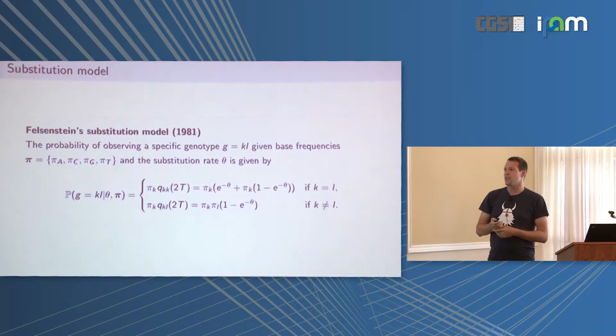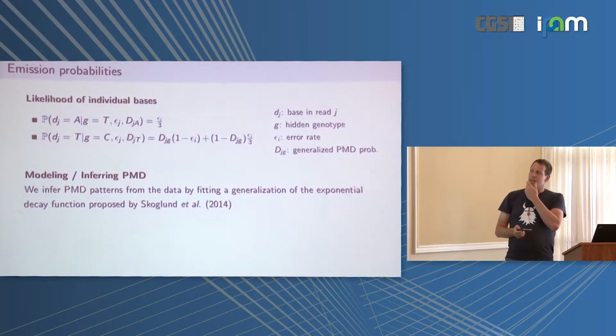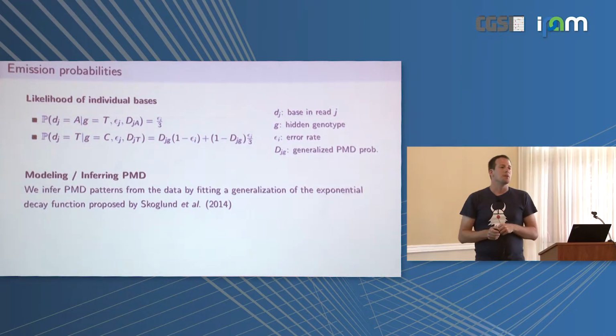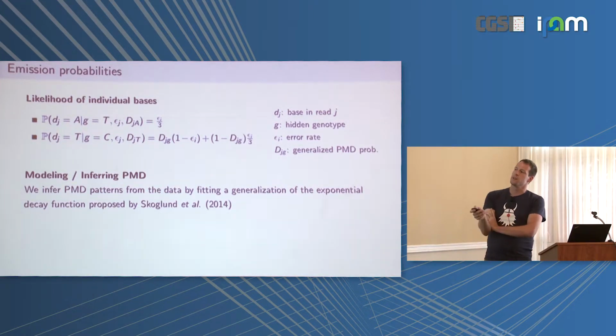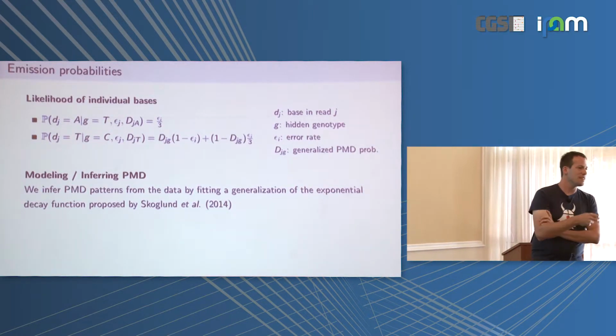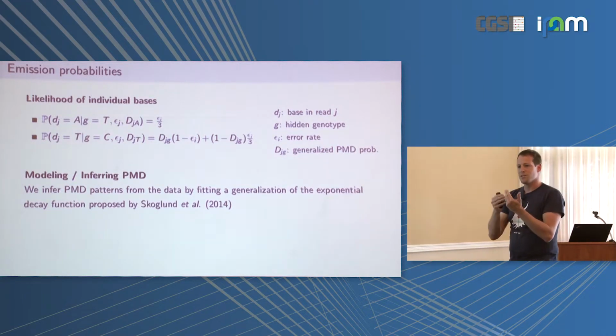Okay? But it's a pretty standard model, actually. When it comes to what we call emission probability, so the probability of the data given the parameters of the model, we're going to formulate it like this. We have this problem of postmortem damage that turns C's into T's and G's into A's, which depends on where in the fragment you're actually placed.